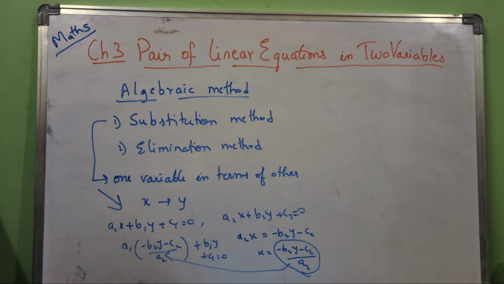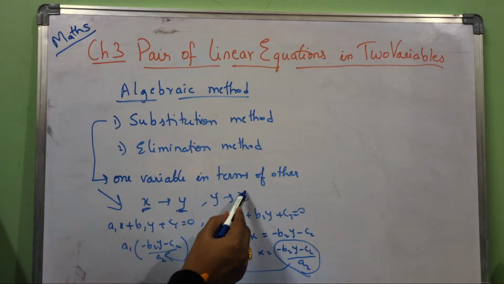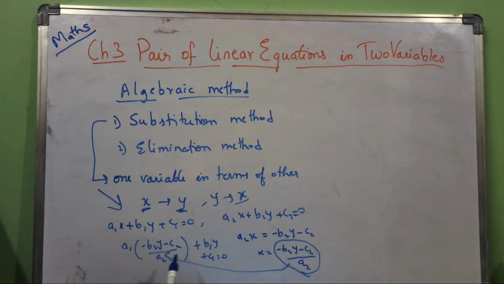So what is the substitution method? You have to convert one variable into another variable. It can be x to y or y to x, not a problem, both are the same. Here I am converting x in terms of y. So we have two equations, a1x plus b1y plus c1 equal to 0, and the second equation is a2x plus b2y plus c2 equal to 0. I am using the second equation, converting x in terms of y, and replacing that x value in the first equation.